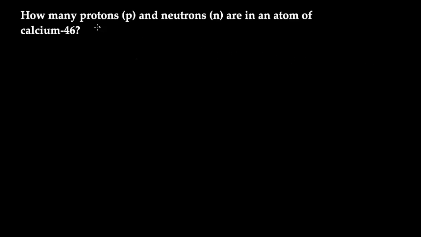For this question, it's asking about how many protons and neutrons are in calcium-46. Now, to answer this question, we have to go to the periodic table and look up calcium. And calcium is going to be Ca on the periodic table, and it's going to look like this.